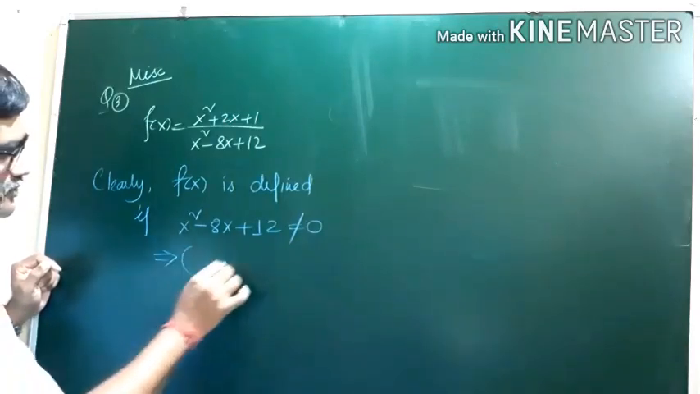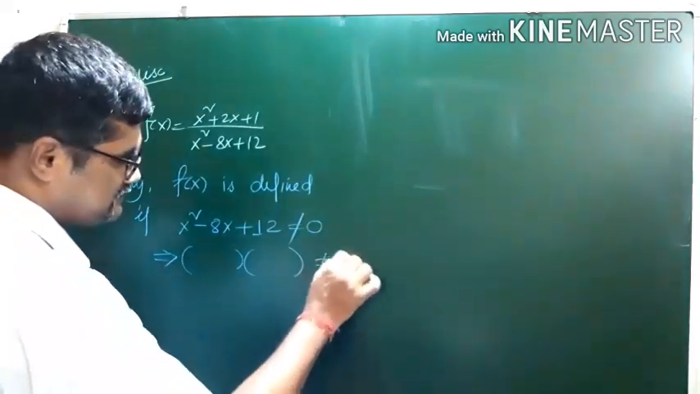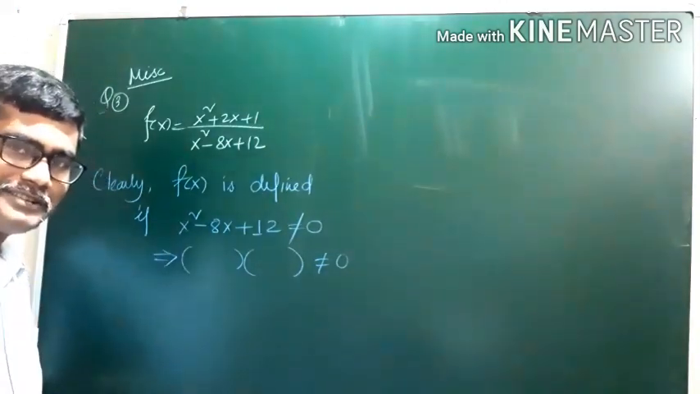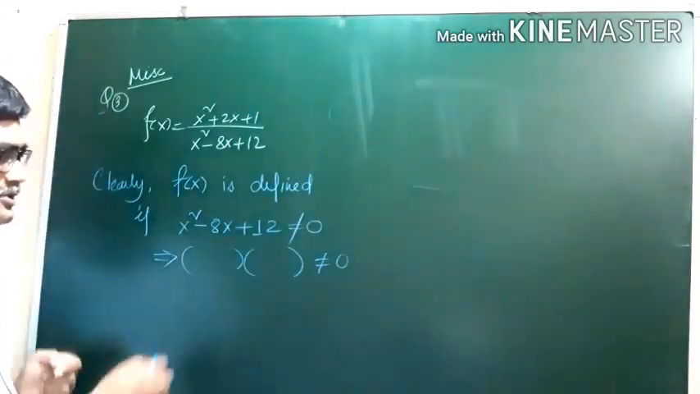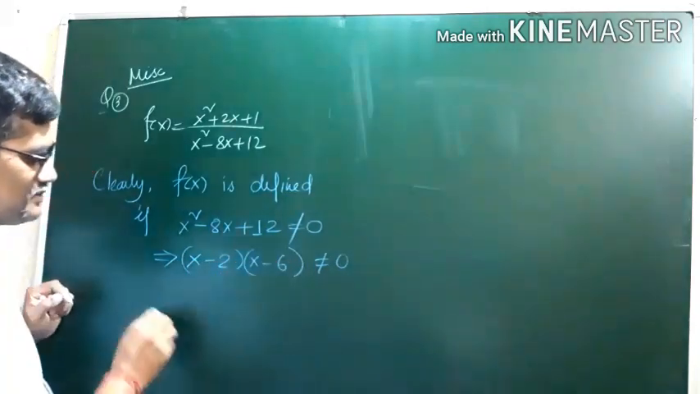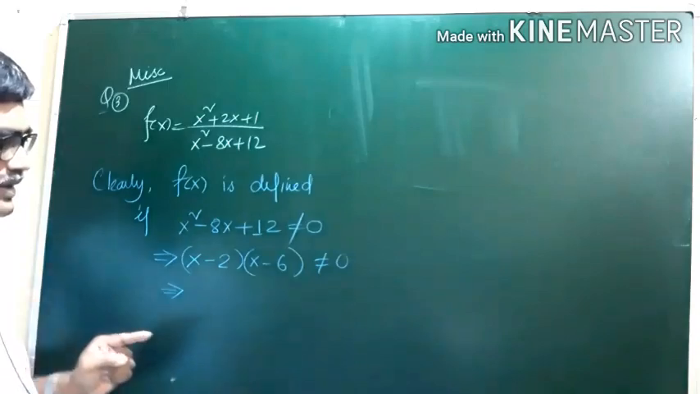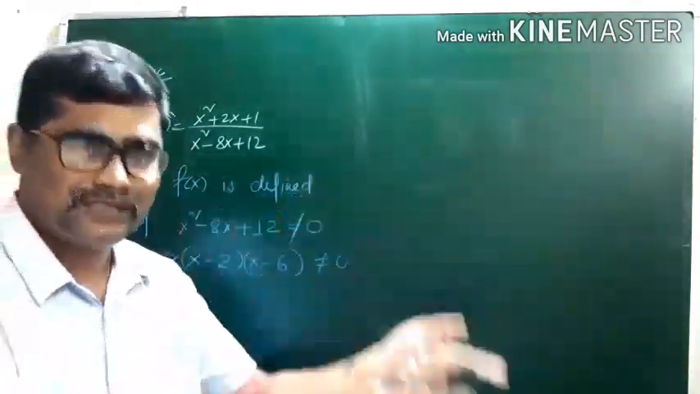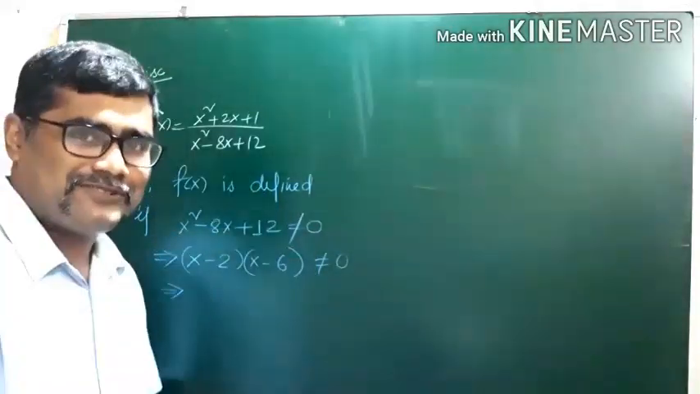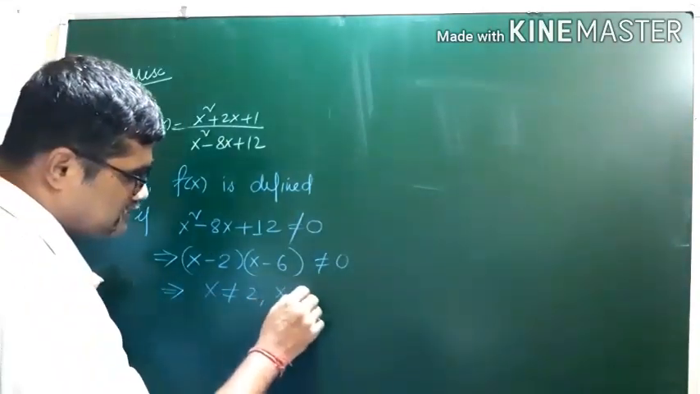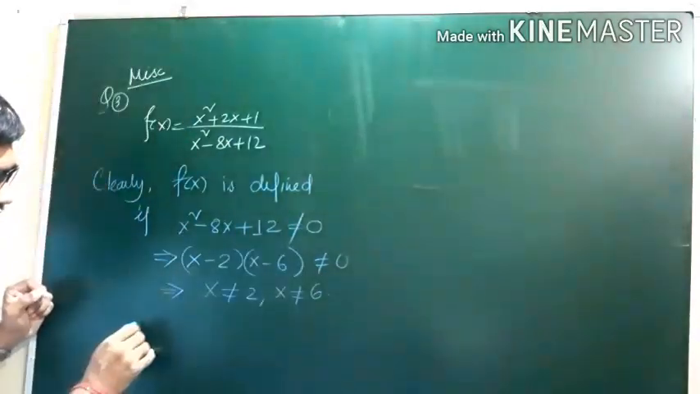Go for its factorization. Can you do the middle term factorization? Class 11 students, you can directly do it, so I will not show that. So (x minus 2)(x minus 6). Had it been equal to 0, I would have said x equal to 2 or x equal to 6. It is not equal to 0, means x cannot be equal to 2, x cannot be equal to 6. So x is not equal to 2, x is not equal to 6.